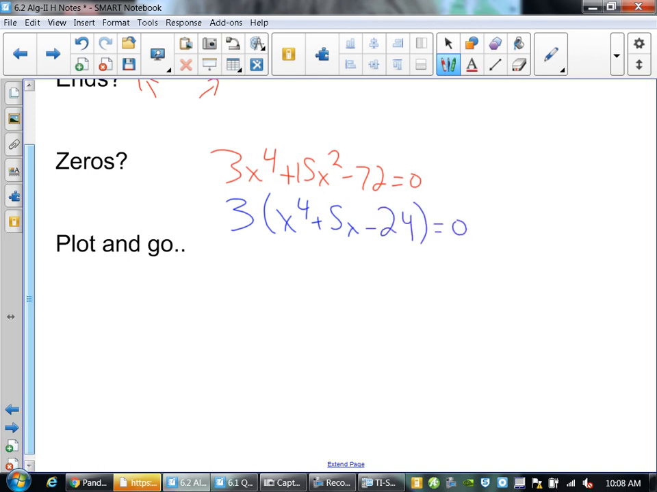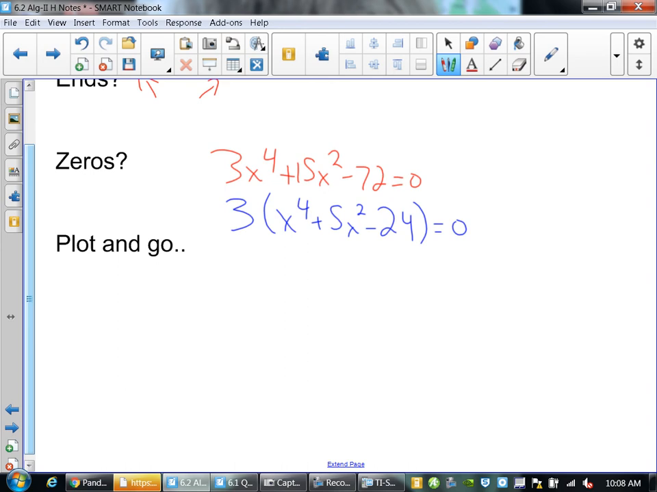Does that 3 have any bearing upon the problem from here on out? No. Why is that? It's gone. Because I can divide both sides by 3. Since it's set equal to 0, 0 divided by 3 is 0, no big deal.